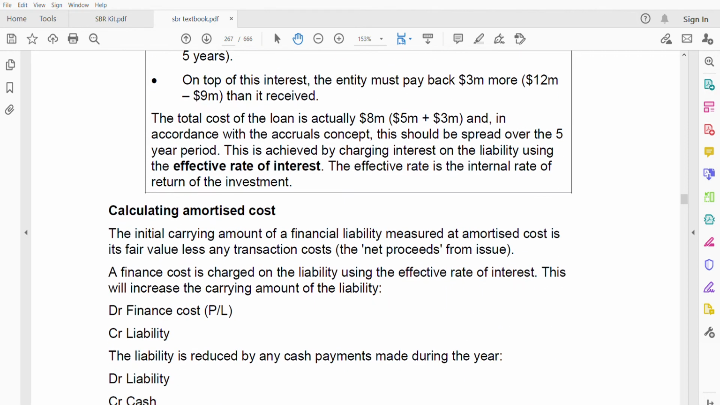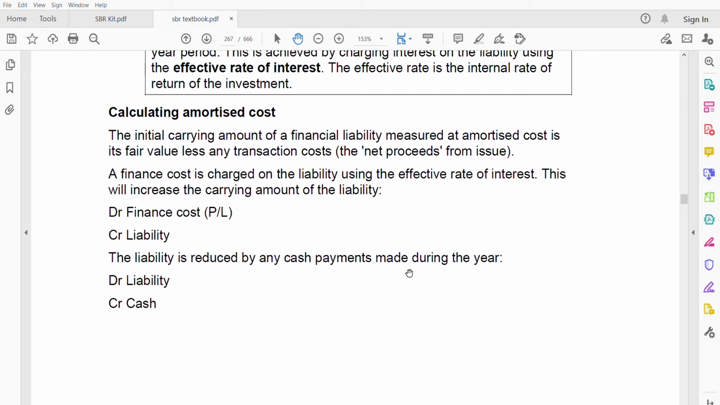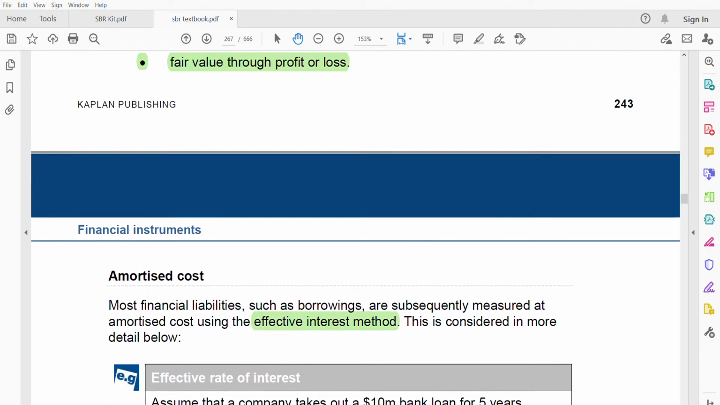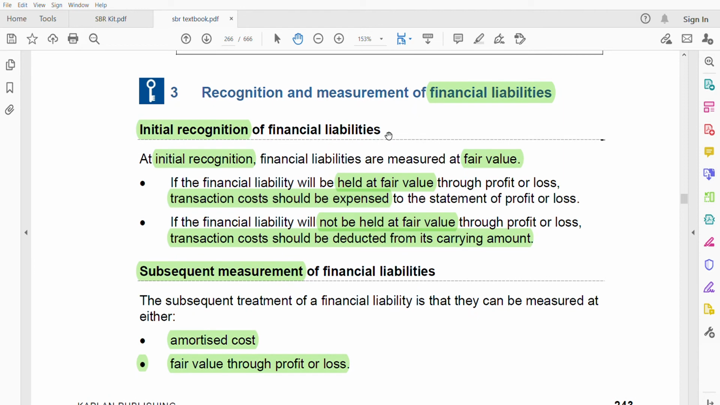Calculating amortized cost. Now comes the calculation of amortized cost. The initial carrying amount of the financial liability measured at amortized cost is at its fair value. What is the initial carrying amount? Remember, initially we recognize at fair value. We just finished it. We said that if it's at fair value, the transaction cost should be expensed. That's why fair value minus transaction costs. Understanding?